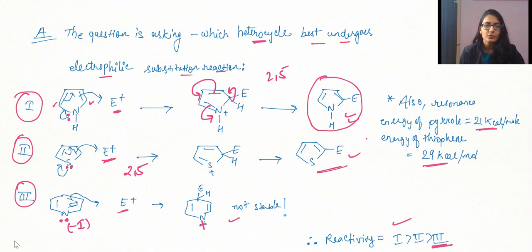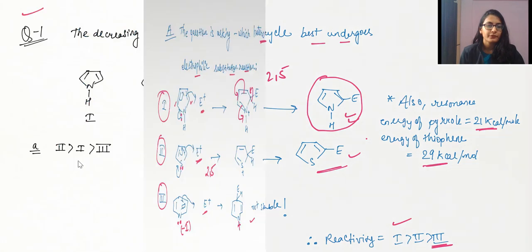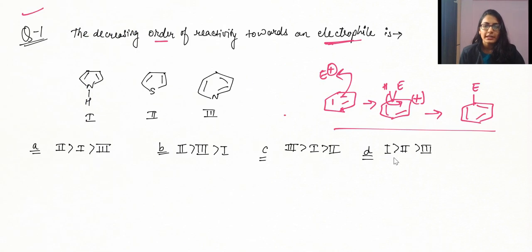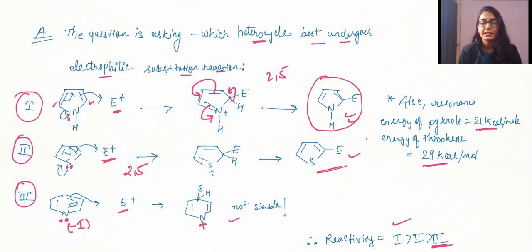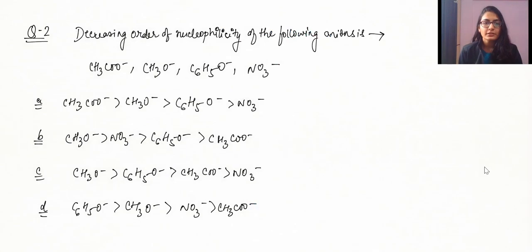Alright, so our answer is going to be 1 is greater than 2, which is greater than 3. So D is our correct answer. I hope that you are getting my point. I hope that you have tried it out yourself as well. Okay, so now let's move on to the second question.